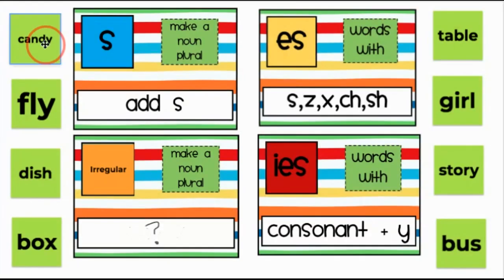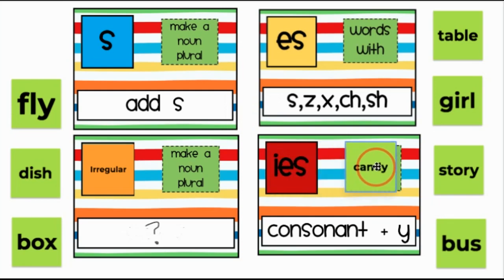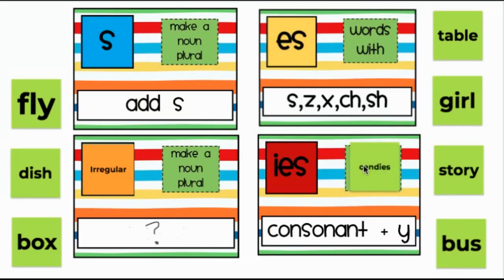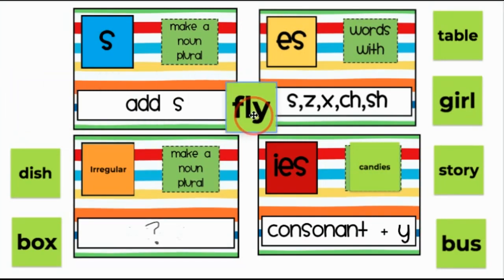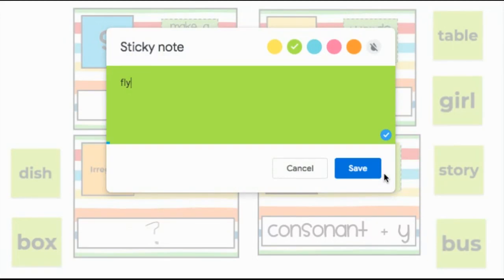We have here candy. Okay, now I see this ends with a Y and it has a consonant before the Y. So this one is going to go in this category right here, the IES, because it has a consonant and a Y. I'm going to go ahead and change this word to candies. Okay, now it's plural. Correct. Let's go to the next one. The next one says fly. This one also has a Y and it has a consonant. So it goes in this category right here. And I'm going to make it plural. Take out the Y, IES, flies.